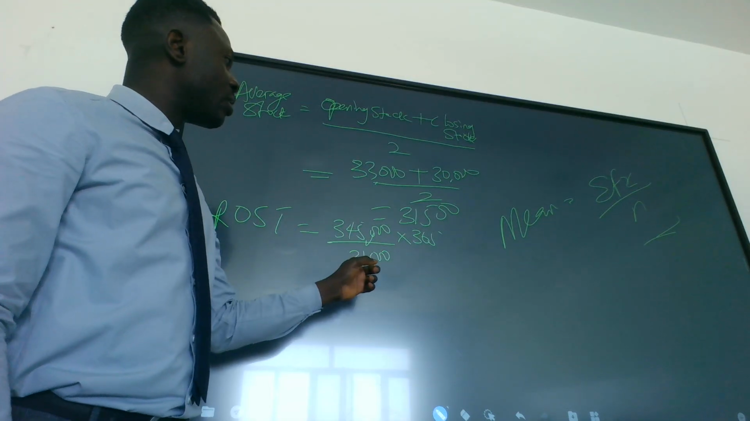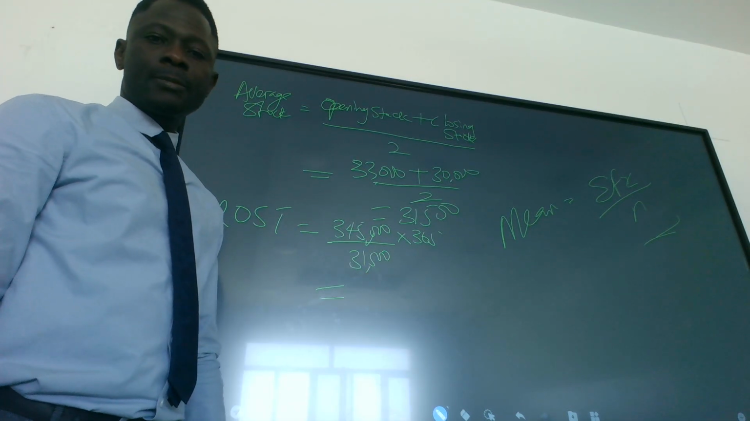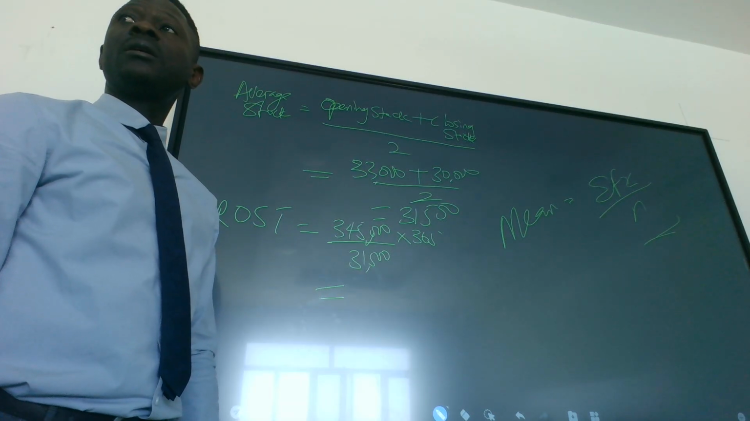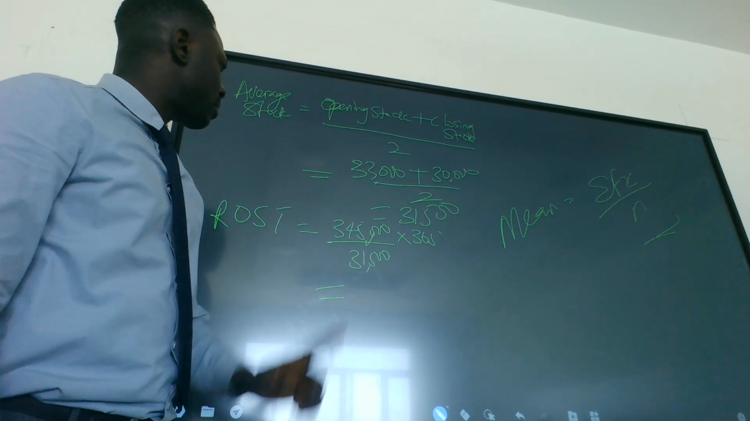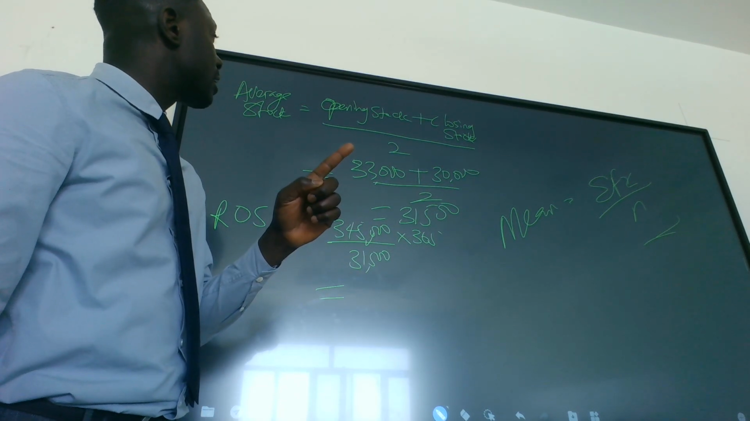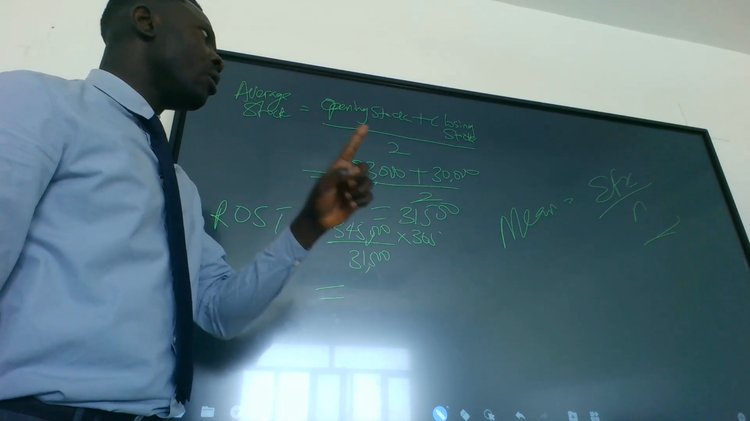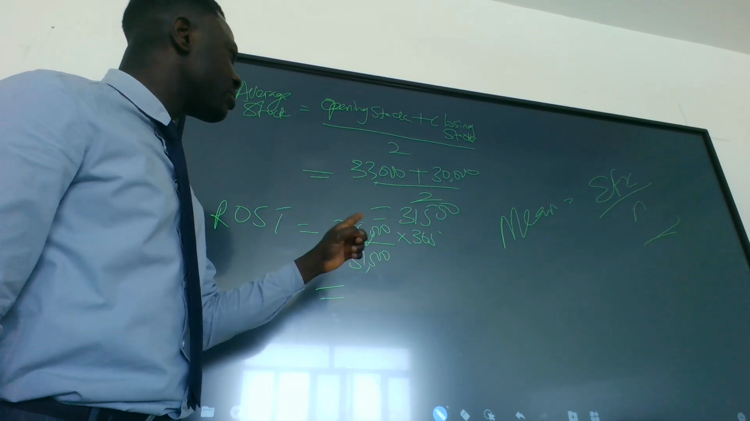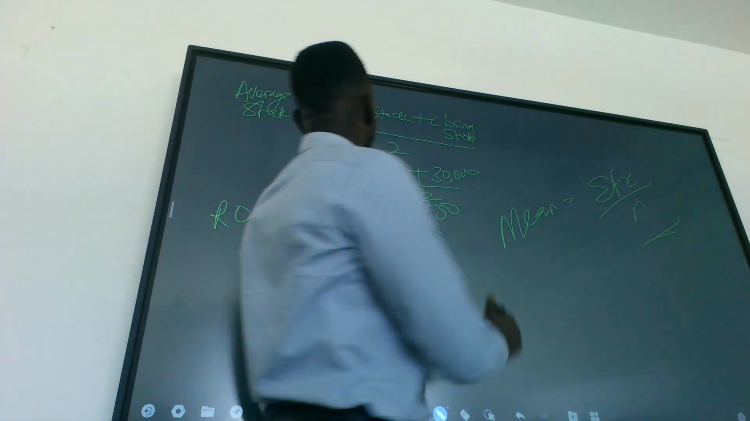345,000 divided by 31,500. To do this equation to solve what? Rate of stock turnover. Rate of stock turnover is cost of sales divided by average.